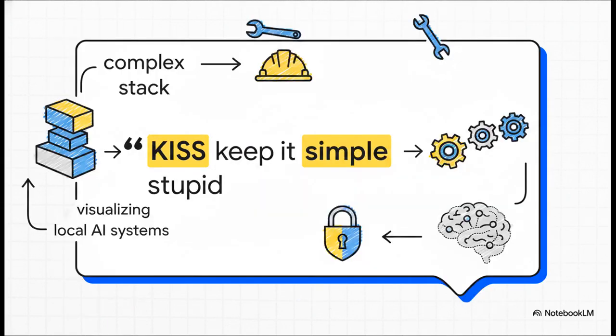Now, as we navigate this whole stack today, we're going to adopt a core builder's mindset straight from the local AI community. Keep it simple, stupid. We want to keep our architecture sleek. We want it functional, avoiding all that unnecessary bloat while still unlocking absolute state-of-the-art capabilities.